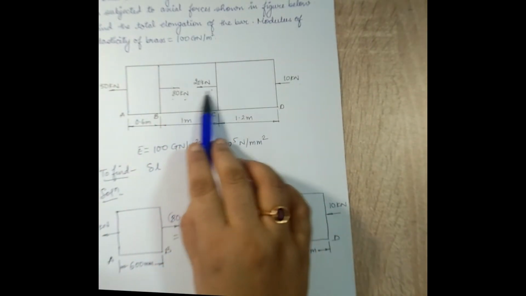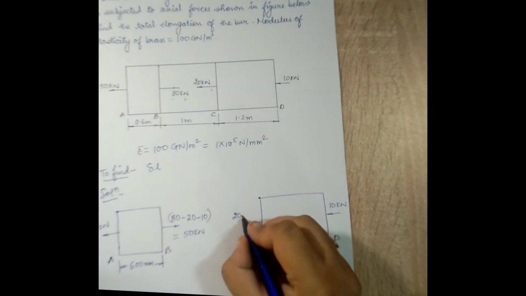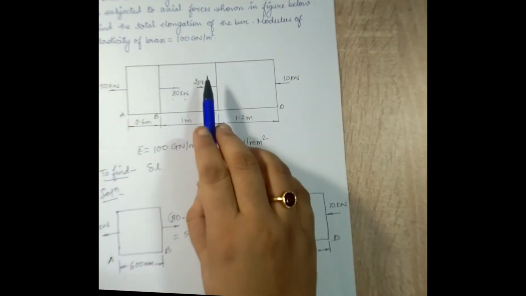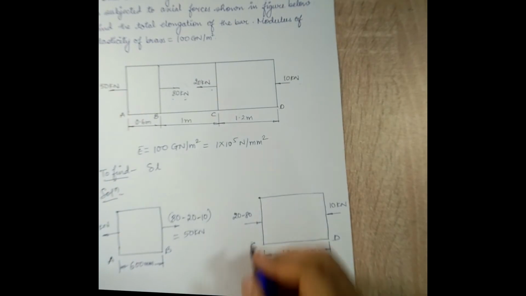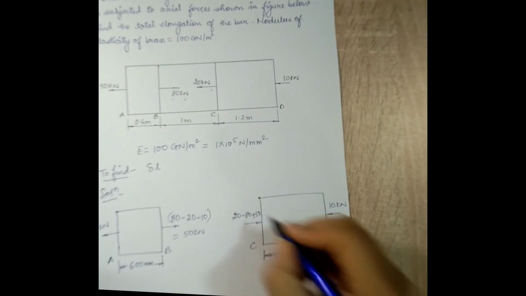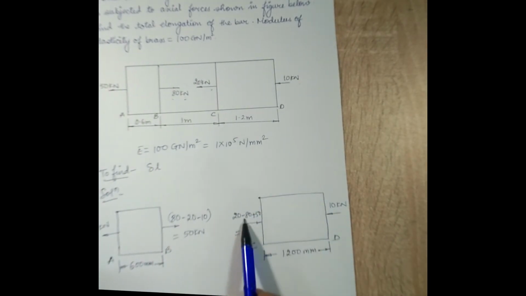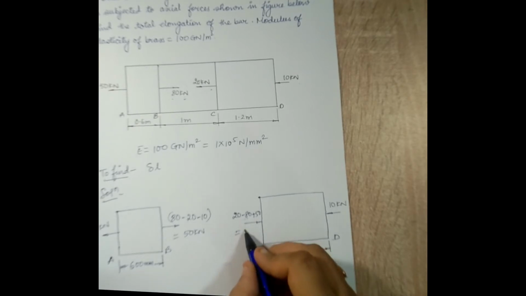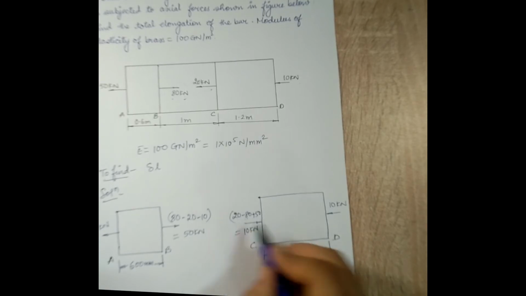80 when placed here will press the end C, so it is minus 80, and 50 when placed here will again pull the bar, so it is going to be plus 50. If you observe, this value is minus 80 and this is plus 70, which is 10 kilonewton with a negative sign. I am not showing negative sign, instead I am drawing the arrow of compressive type, so I'll just write down the value is 10 kilonewton.